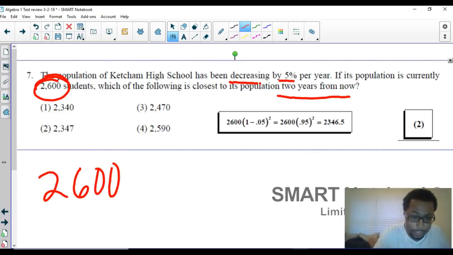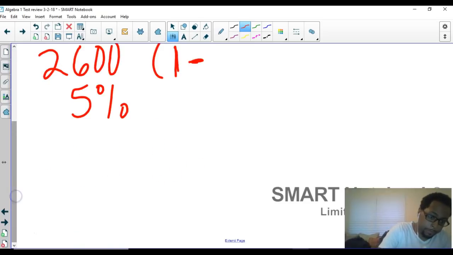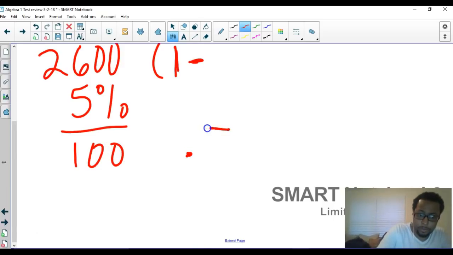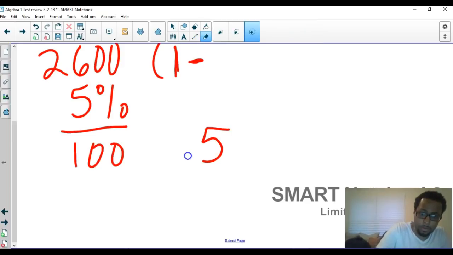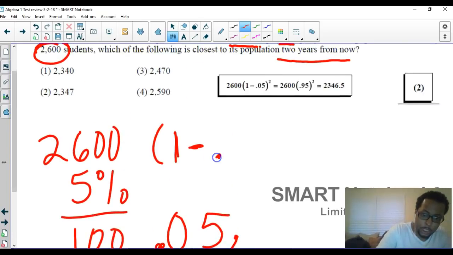Okay. It's decreasing by 5%. So I know if it's decreasing by 5%, I know I'm going to have to subtract. Okay. We talked about this in class. The easiest thing to do is change this percent into a decimal. So again, you can divide by 100, or you can move the decimal. So my decimal's there because this is 5. I'm going to move it twice. And now my decimal's there. And now I have 0.05.